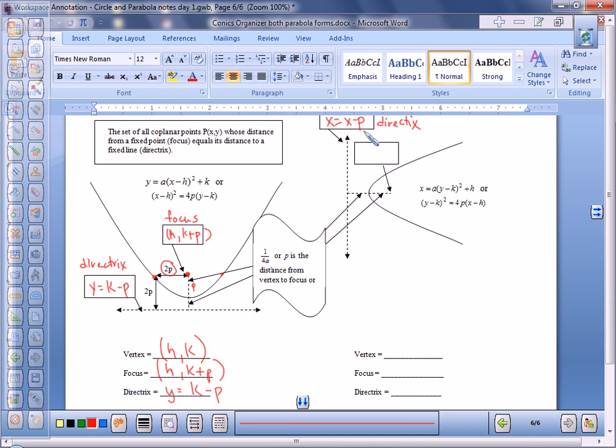Why is it H? H always represents the x value. Wouldn't it be H at the top? Yes, it would. Thank you. That's true. Sorry. You got me. And the directrix is x equals h minus p. There we go. Okay, so that's all we're going to add tomorrow, the parabolas that open left and right.